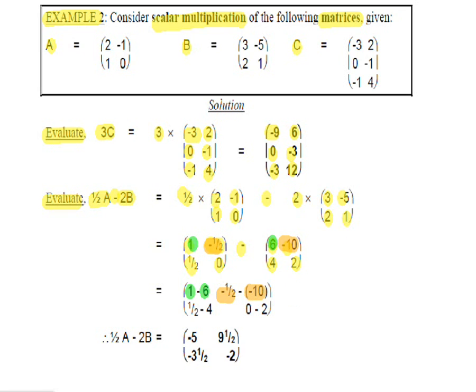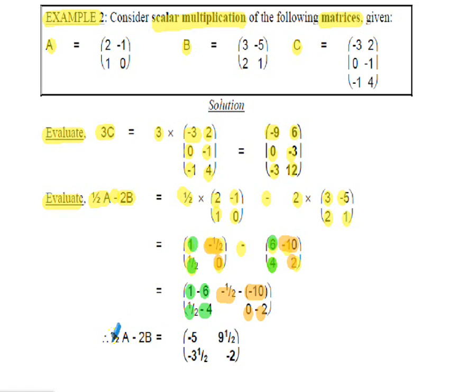The process is now repeated for the second row. So in our first matrix, the second row, first column is a half, and we subtract from that, from our second matrix, second row, first column, which is 4. So subtract 4. In our first matrix, second row, second column, we've got 0, and from our second matrix, second row, second column is 2. So we subtract 2.